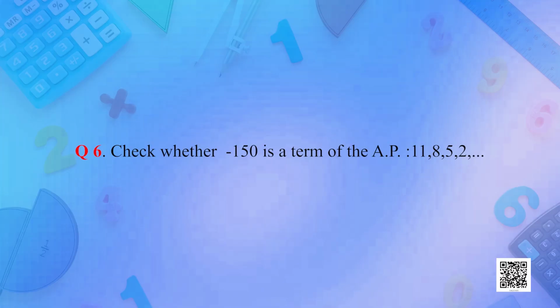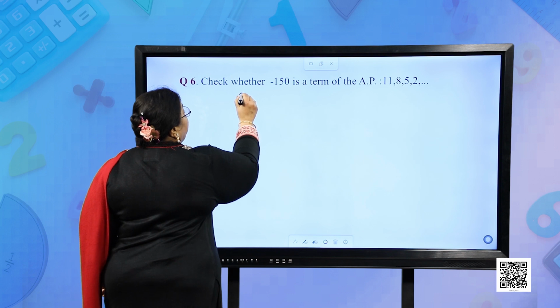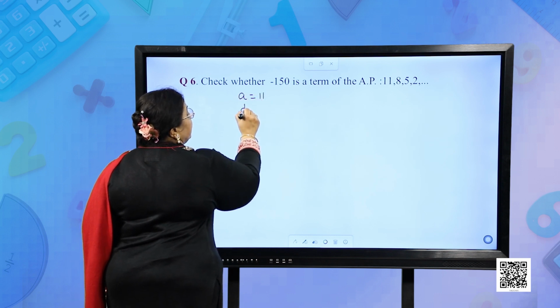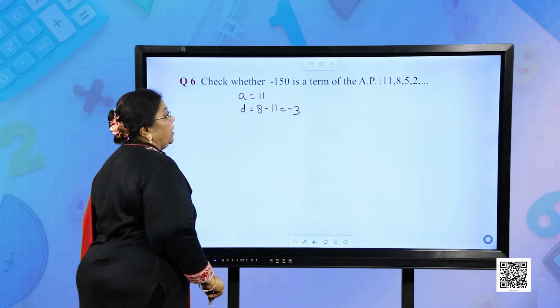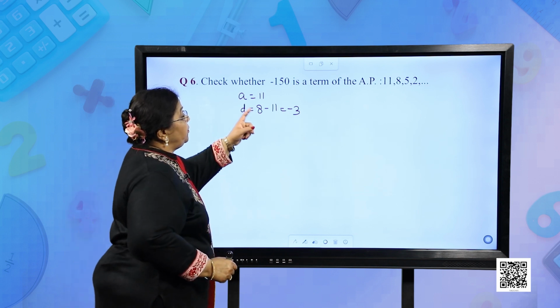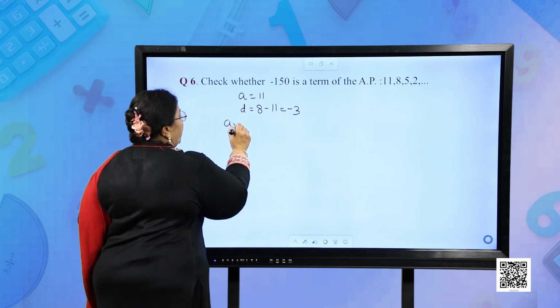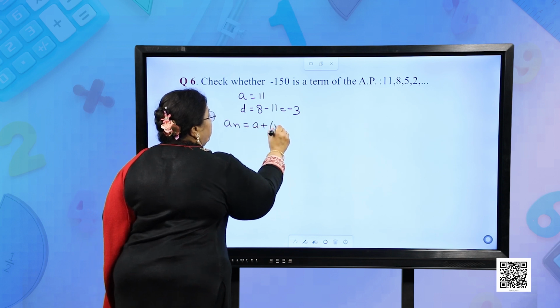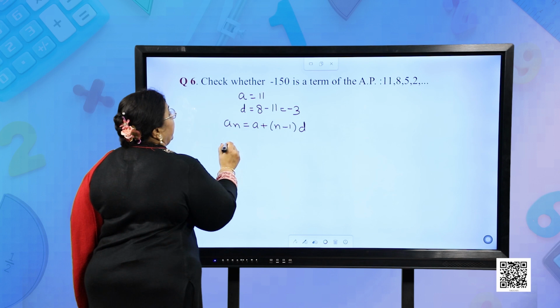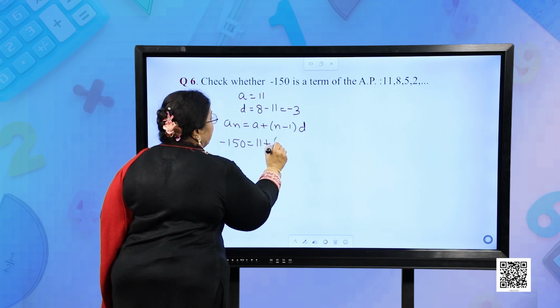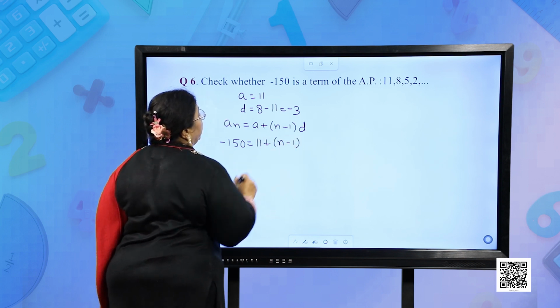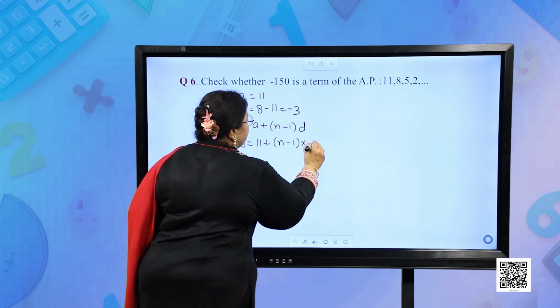We have to check whether minus 150 is a term of the given AP. AP is 11, 8, 5 and 2. So, what is the first term given to us? It is 11. What is D? Second term minus first term, that is equal to minus 3. And I need to check whether minus 150 is a term. So, let me use my formula. An is equal to A plus n minus 1 into D. An is minus 150, let me substitute here, A is 11 plus n minus 1 into D. What is D? It is minus 3.